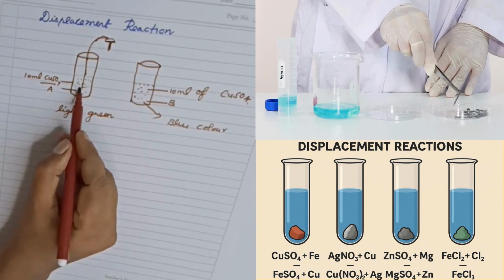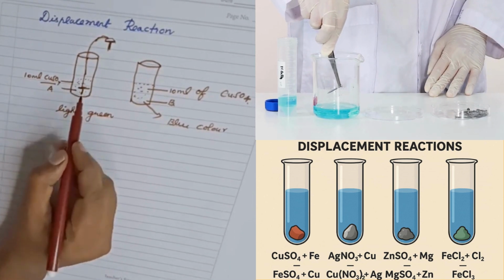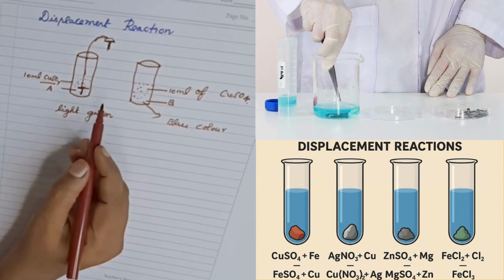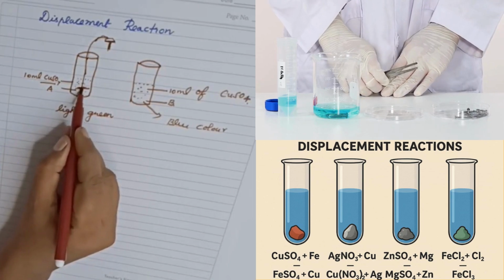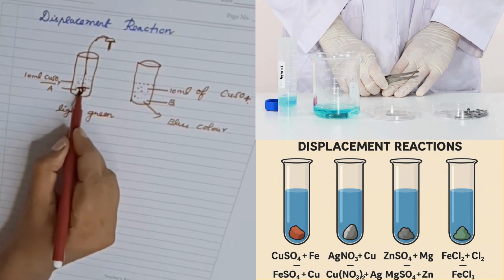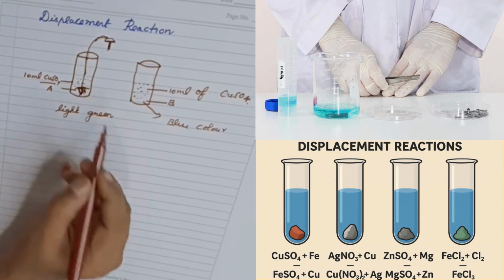The iron nail inside the test tube changes too: there is a brownish coating on the surface of the iron nail. We can see the brownish coating on the surface of the iron nail.